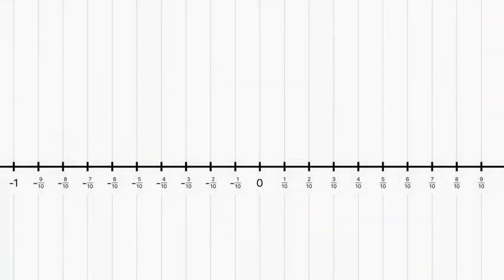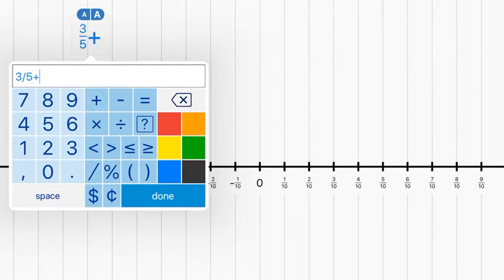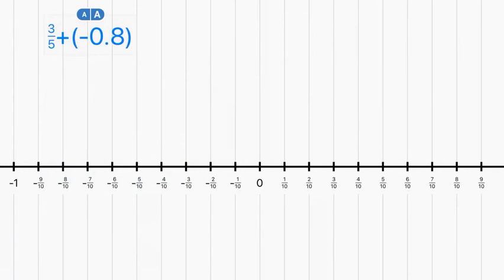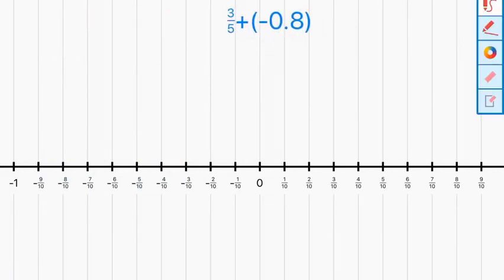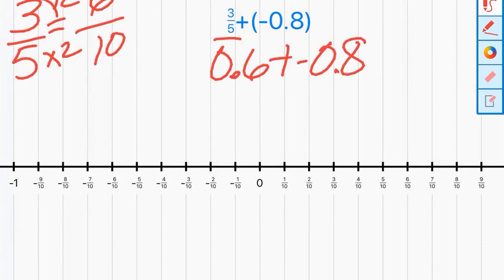All right, we're going to try one last one where we convert. We're going to do 3/5 plus negative 0 and 8/10. All right, 3/5 is not right now with a denominator of 10, and this is a tenths number line, so I'm going to go ahead and convert that with a denominator of 10, so I can do that by multiplying the numerator and denominator by 2. So I get 0 and 6/10 plus negative 0 and 8/10.